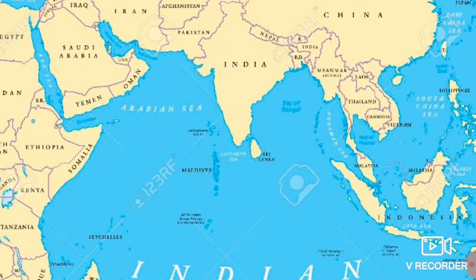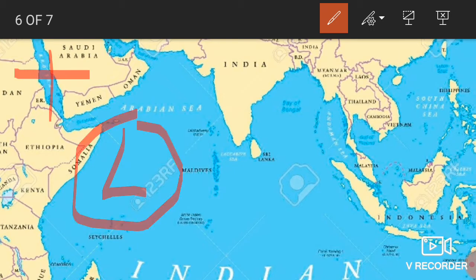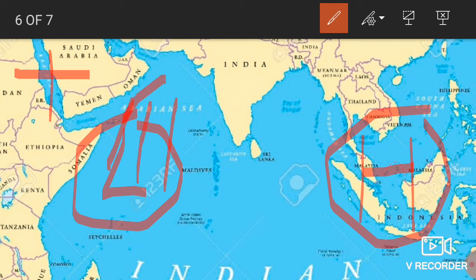Let's understand it by this picture. I have told you that basically two situations are there. When there is a positive Indian Ocean Dipole, let's see what happens. A low pressure system will develop on the western side and a high pressure system will develop on the eastern side. As we know from the basic principles of geography, a low pressure system will bring rainfall because air will rise, there will be condensation and there will be rainfall.